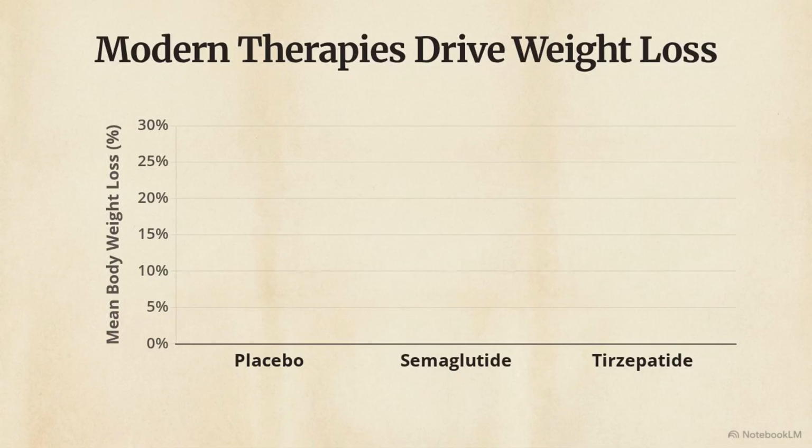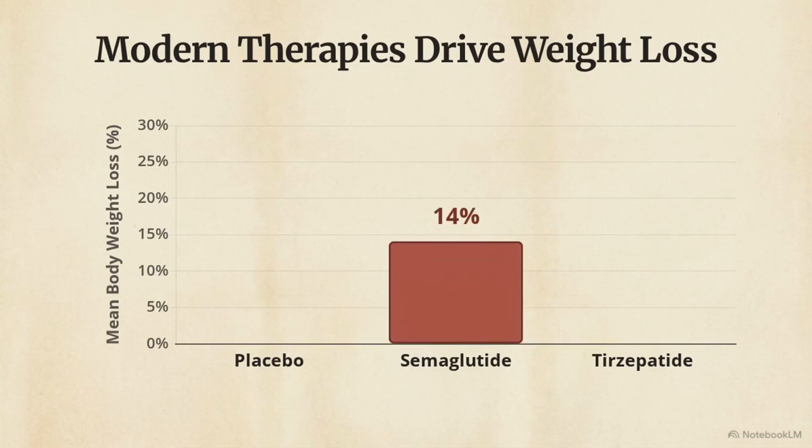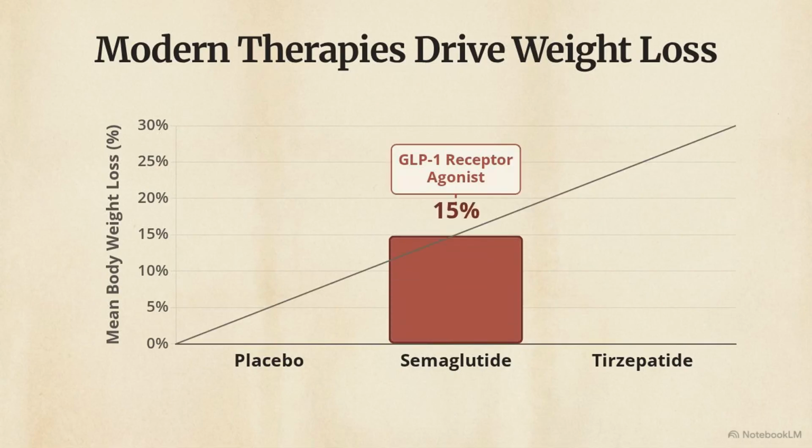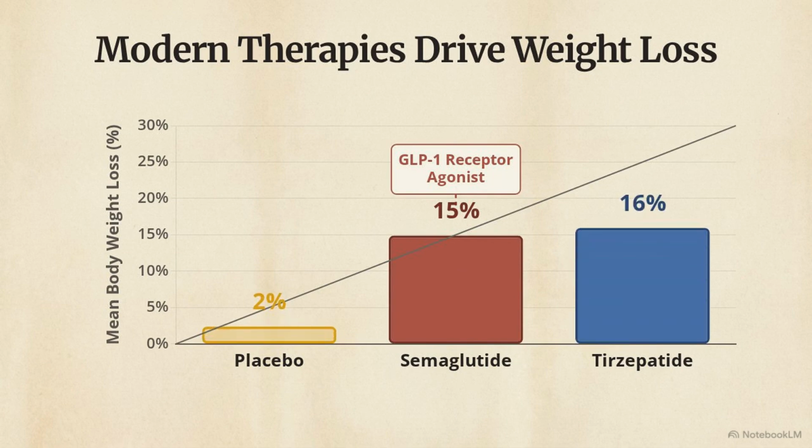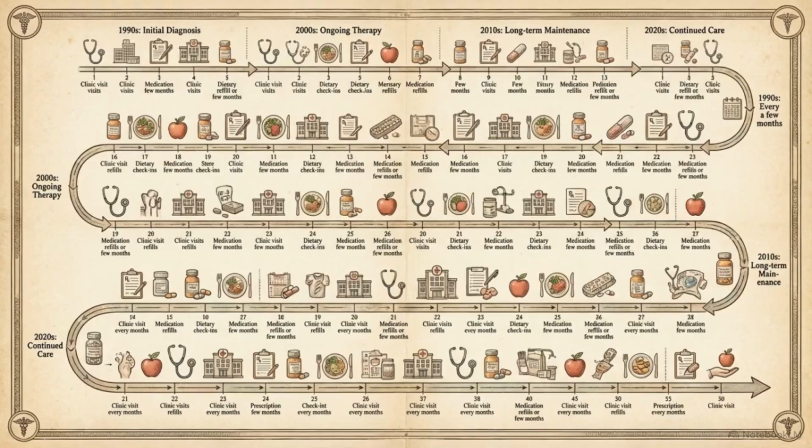This chart shows the efficacy of modern nutrient-stimulated hormone-based medications. Semaglutide, a GLP-1 receptor agonist, mimics hormones to reduce appetite via the hypothalamus, resulting in a mean body weight loss of 14.9%. Effectively treating obesity means abandoning the expectation of a permanent cure through temporary intervention. It requires the lifelong, stepwise management of a chronic metabolic disorder.